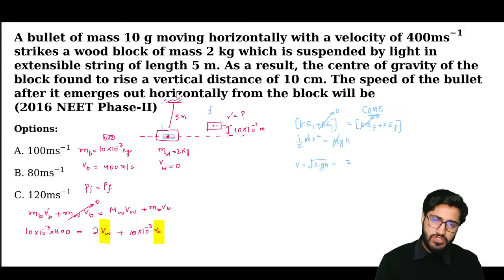2 is 2, g is 10. What is height? Height is 10 into 10 to the power minus 2. Minus 2 just cancels out. So my velocity of the block comes out to be under root 2 only.